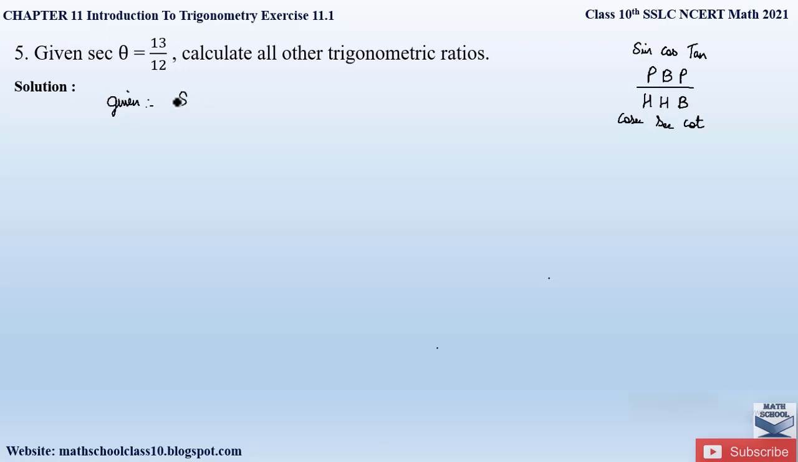Given secant theta equal to 13 by 12, and we also know that the trigonometric ratio for secant theta is hypotenuse by base. So this will be equal to how much? 13 by 12, that is already given in the question. So here the hypotenuse value is 13 and the base value is 12 in a given right angle triangle.